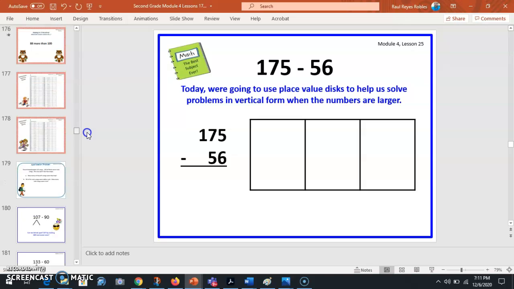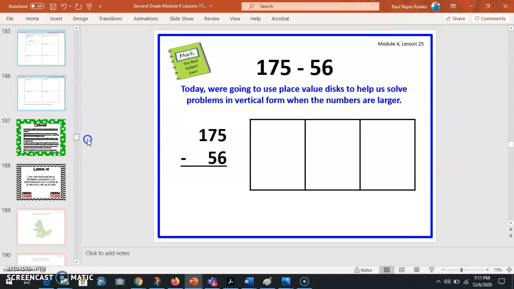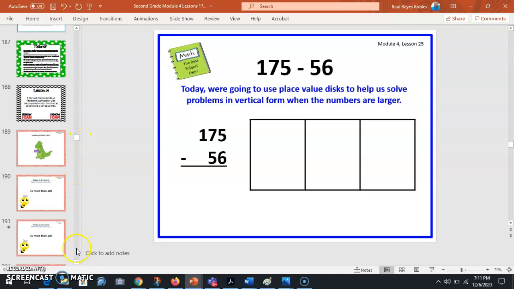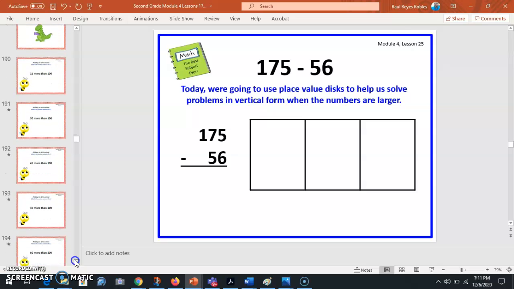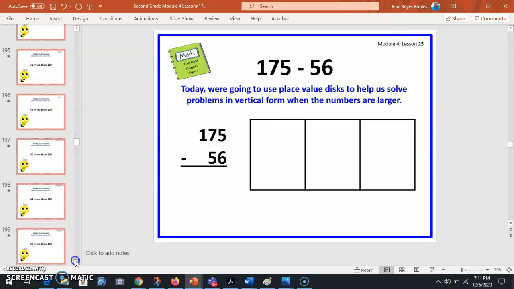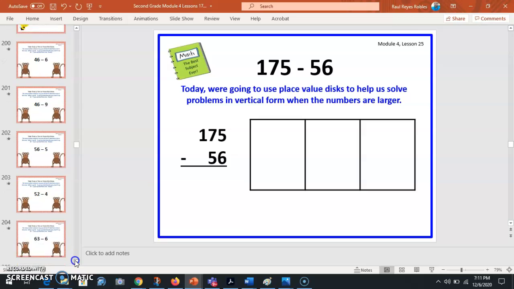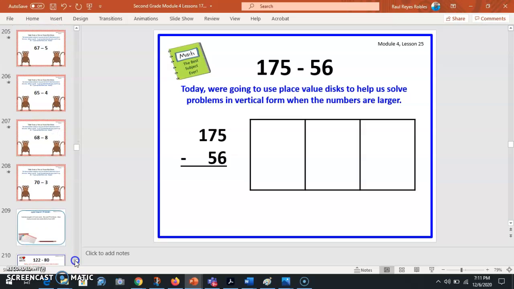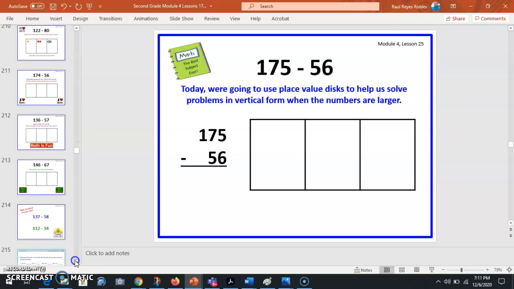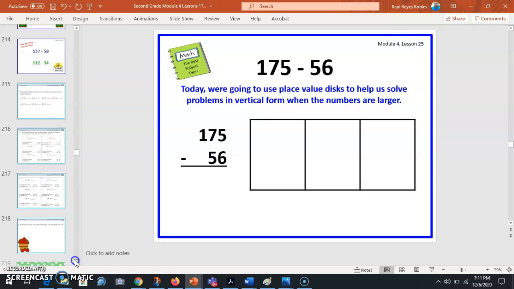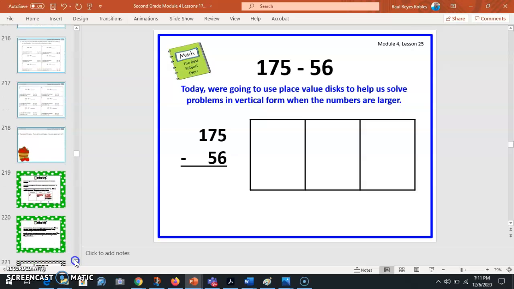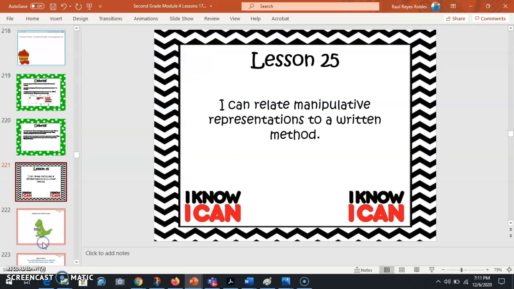Happy Monday. So today we're going to be doing lesson 25, boys and girls. Okay, last Friday we did lesson 24, and today we're working on lesson 25. Okay, pay attention, learn a lot, just because I know that you guys are awesome and smart. Okay, so here we go with lesson 25.